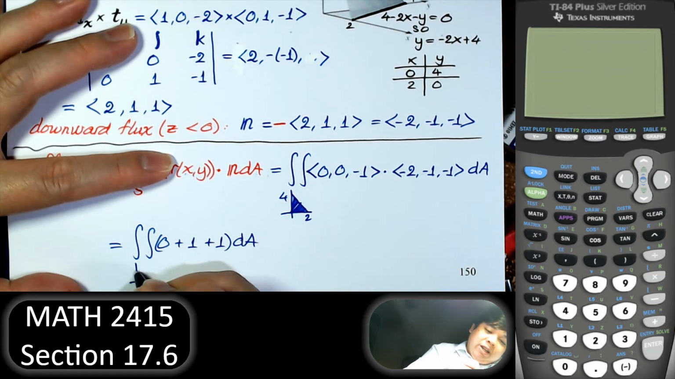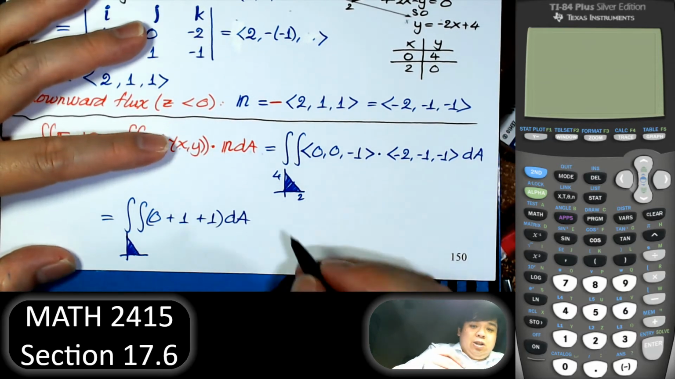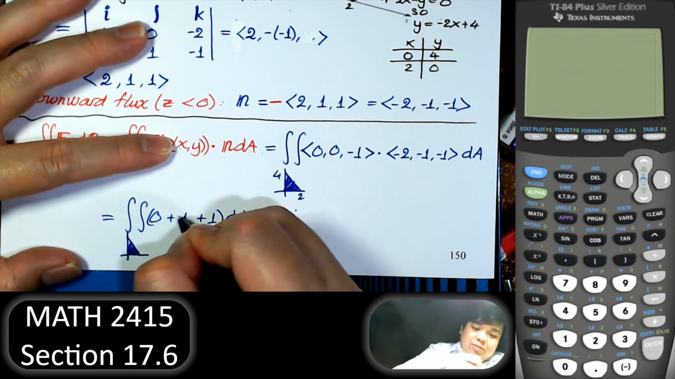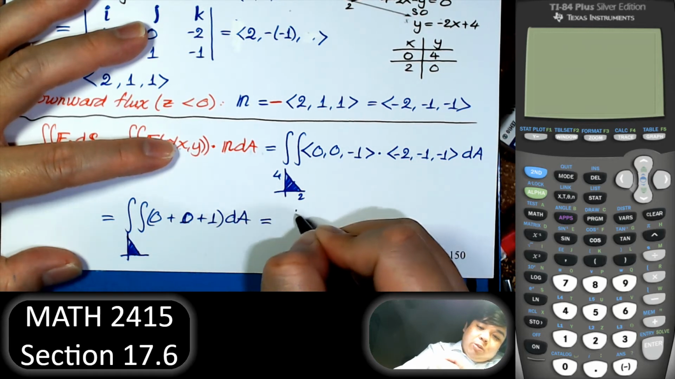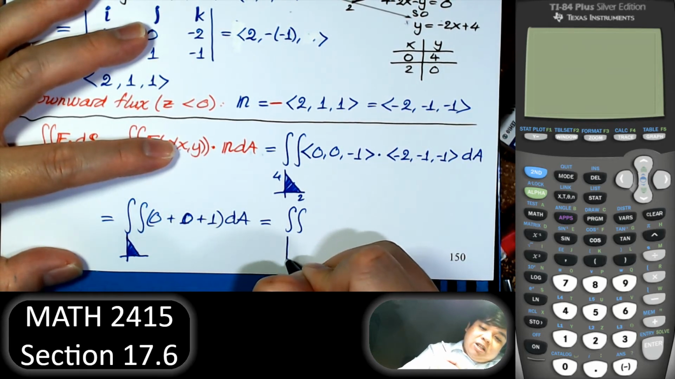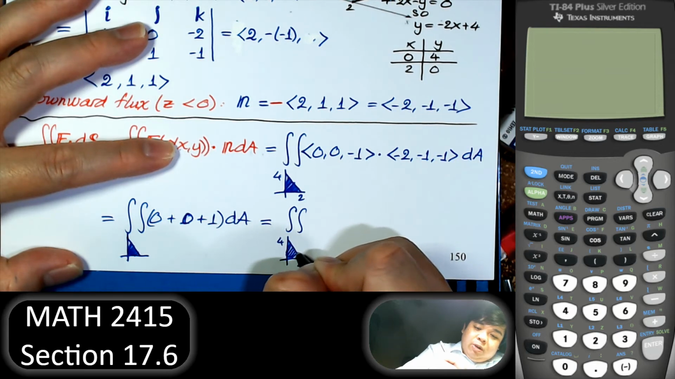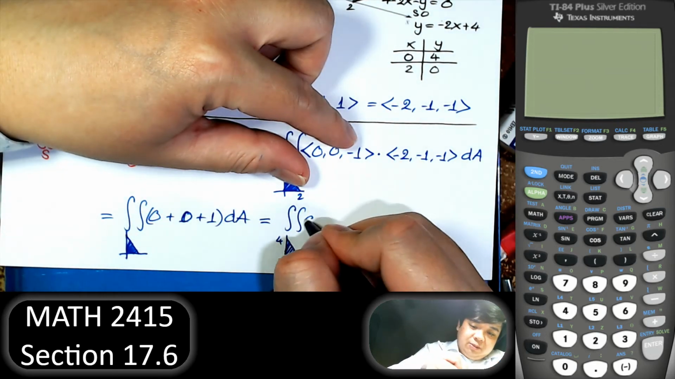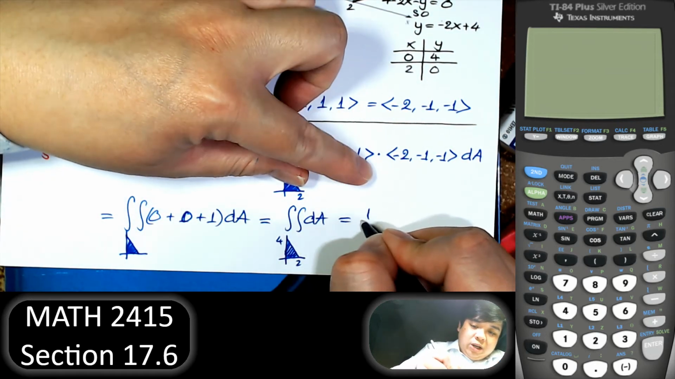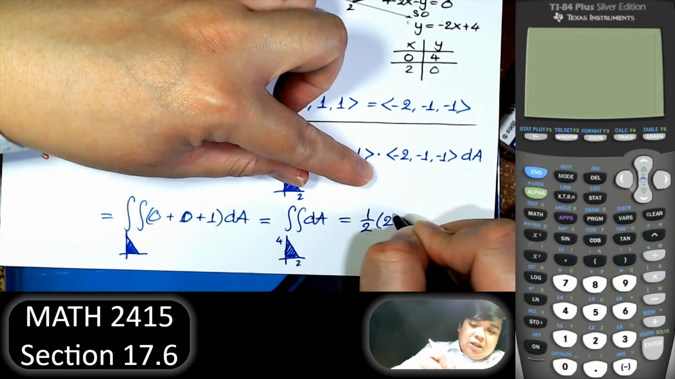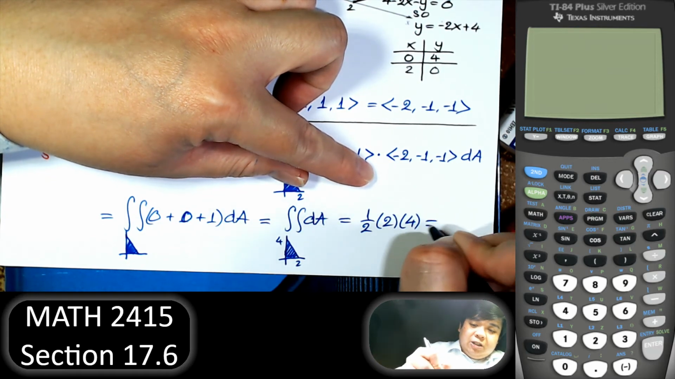So what do we have here? In that case, it gives us 0 plus 0 plus 1. What we have is just the area of a triangle. The base is 2, the height is 4. So 1/2 base times height.